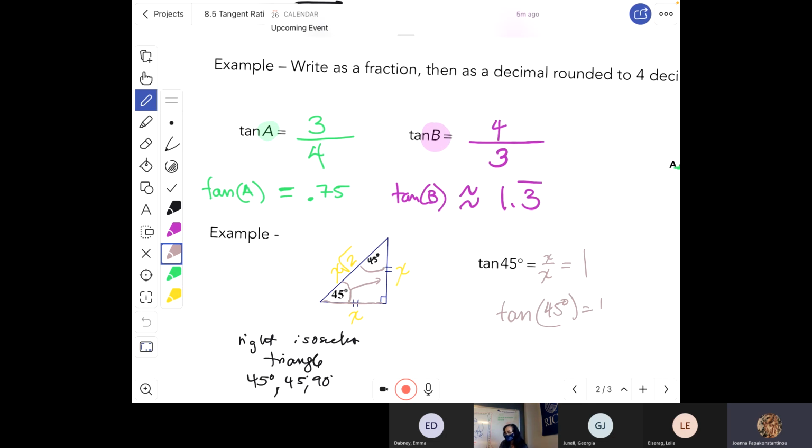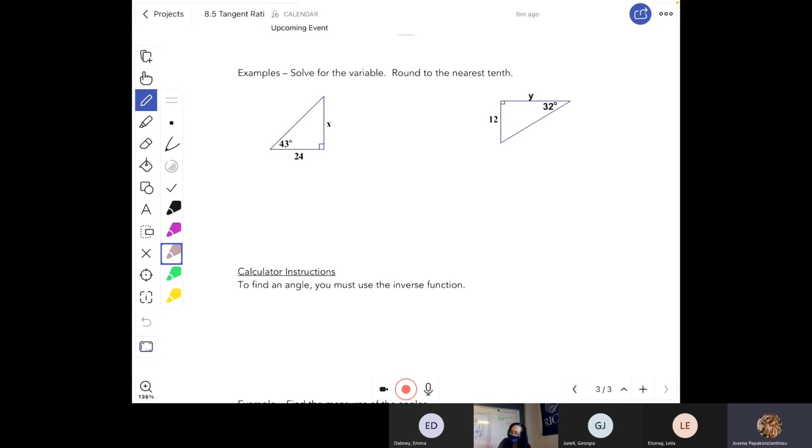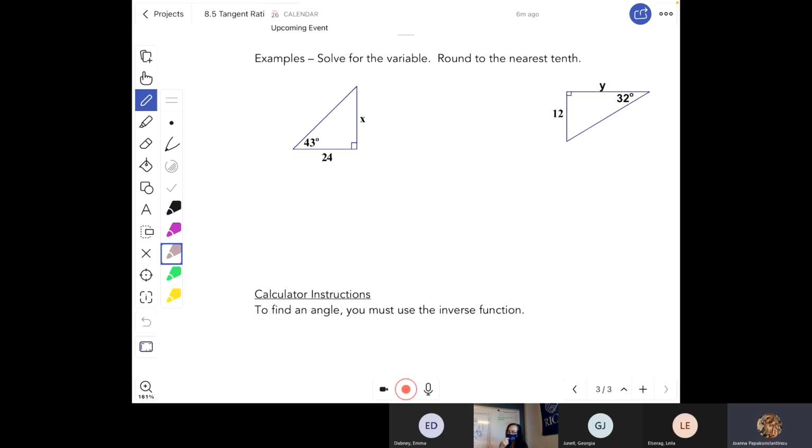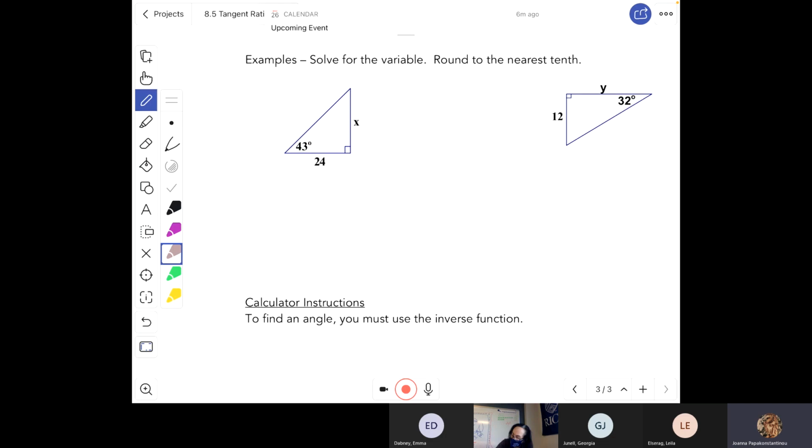It will always be 1 in this case. Tan of 45 degrees, that's a fact, will always be 1. Now, what happens if it gets a little bit more interesting? In other words, oh, we don't have one of those special isosceles triangles. So in this case, we do have an angle measure. I do have some information to be able to set up a ratio.